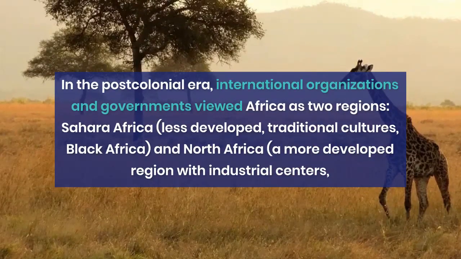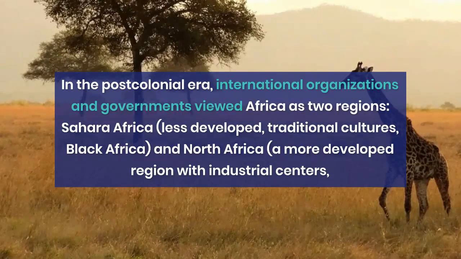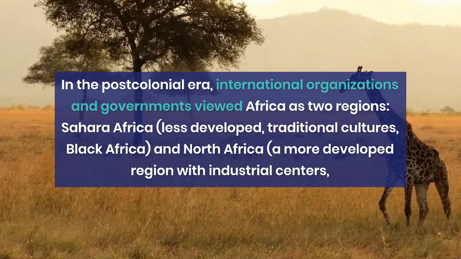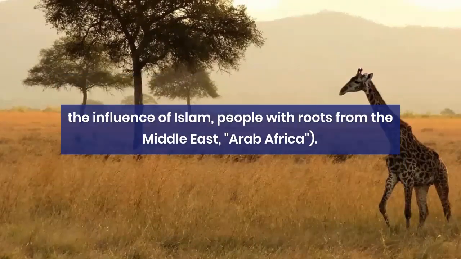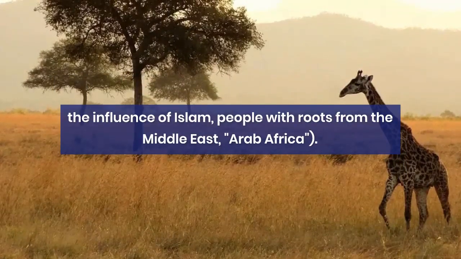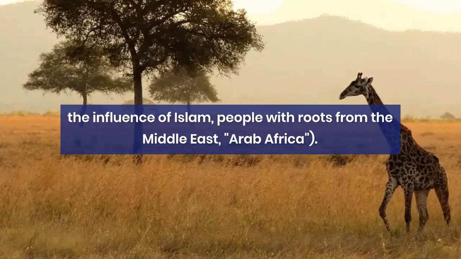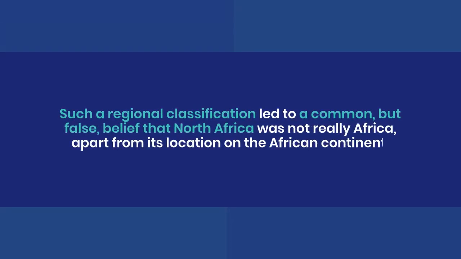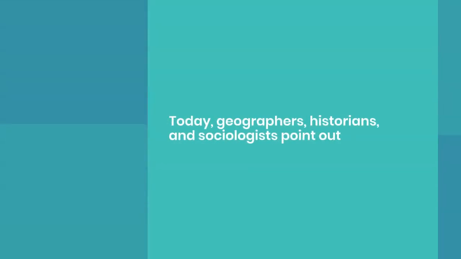In the post-colonial era, international organizations and governments viewed Africa as two regions: Sahara Africa, less developed, traditional cultures, Black Africa, and North Africa, a more developed region with industrial centers, the influence of Islam, people with roots from the Middle East, Arab Africa. Such a regional classification led to a common, but false, belief that North Africa was not really Africa, apart from its location on the African continent.